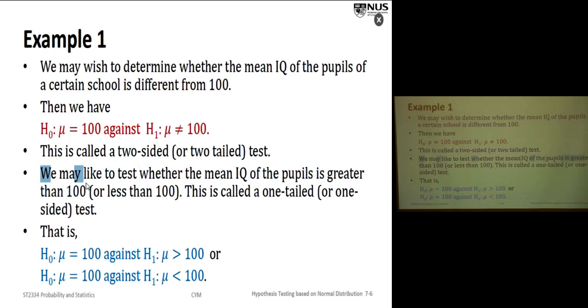Alternatively, instead of this particular hypothesis test, we may want to test whether the mean IQ is greater than 100 or less than 100. So for example, we could test this one. This is a particular hypothesis test. This is another one. And this is yet another one, okay? These are three different scenarios, and these are one-sided or one-tail tests. I prefer one-sided, okay?